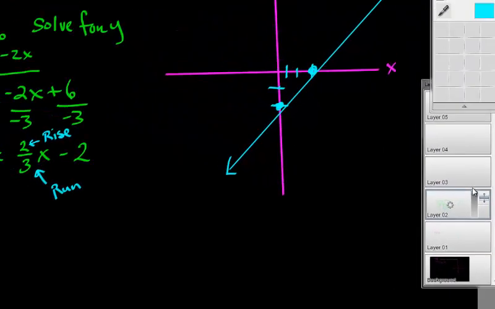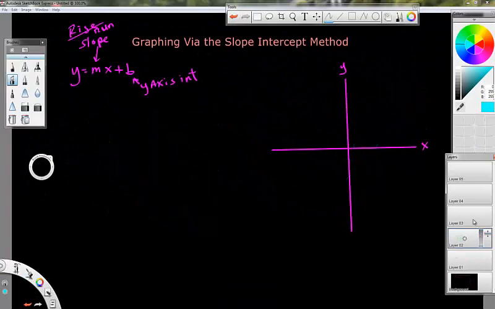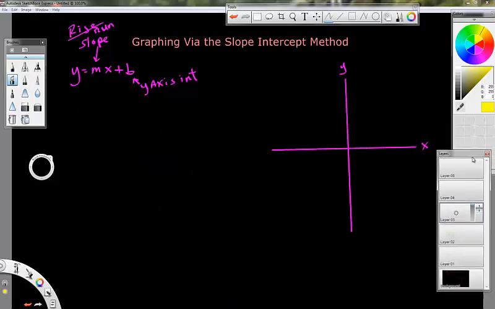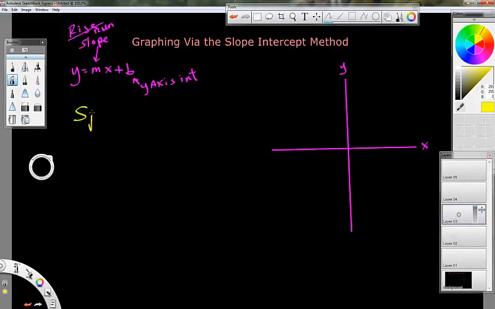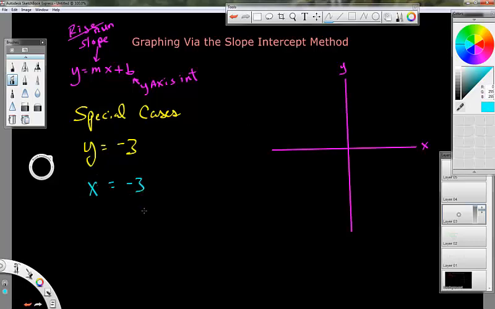However, let me take this opportunity to talk about special cases real fast. So we'll call this special cases, because I didn't video this yet, but I want to show you too. Let's say we have a line of the form y equals a number like negative 3, and we'll change color here so we can see them both. Let's say x equals -3, and I'll show you the difference.